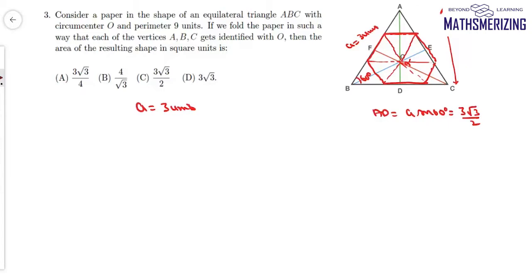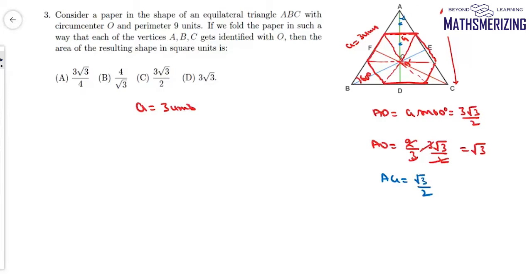Now we can find AO. We know that AO upon OD is 2:1. So this AO will be 2 upon 3 times 3 root 3 by 2. So I'll cancel this, and the value of AO is simply root 3. Suppose this point is G. This length is equal to the other length, so AG is equal to OG. That means I can write this AG as simply root 3 by 2.